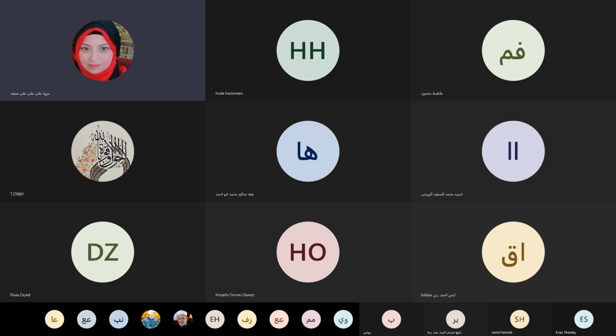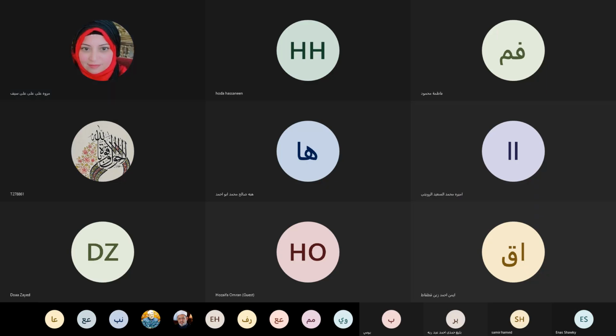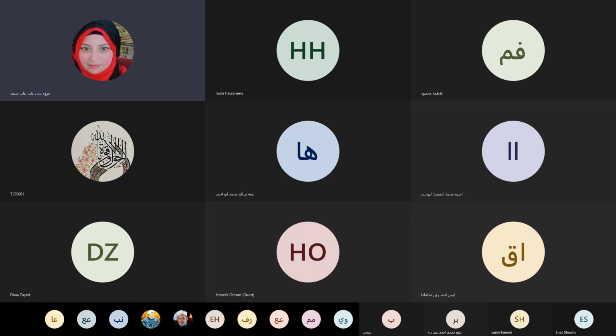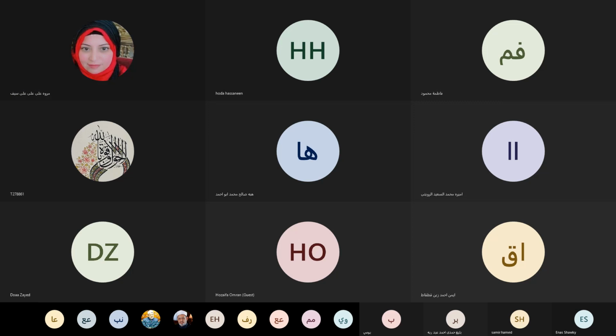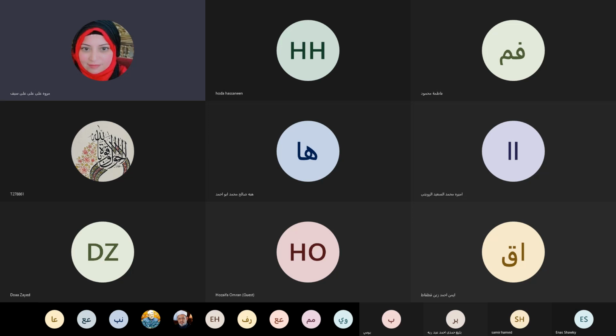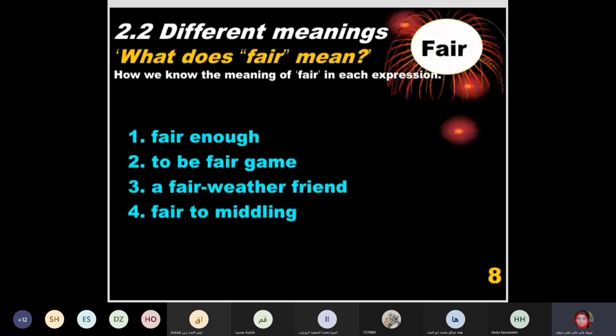Okay, so I have another exercise for you here. Give me a second. All right, I'll give you some expressions and I need you to tell me the meaning of the word fair in these 4 expressions. What does fair mean here? This is a bit different from the other activity because there is no context and you have to guess the meaning. How to do this?